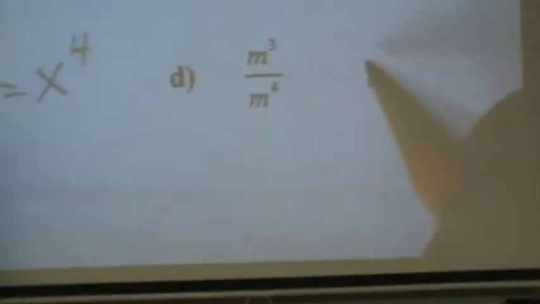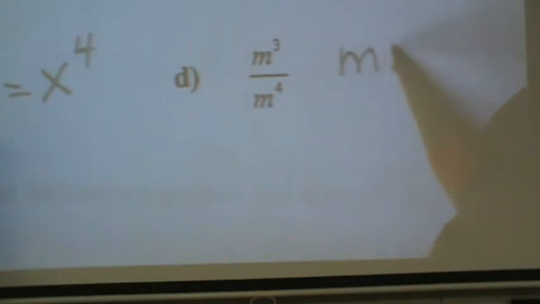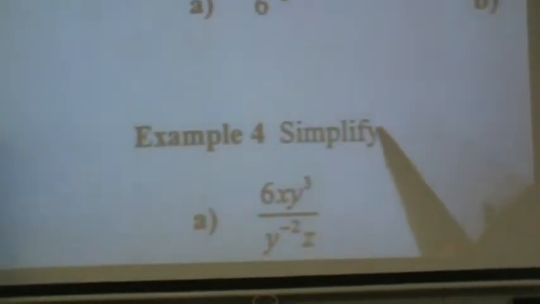How about C? X to the 9th over X to the 5th. Beautiful. And the last one. We have M, M, M, M, M, M, M. You could say M to the negative 1, that's a good answer. Is there another answer? 1 over M. You guys got it. I'm impressed.